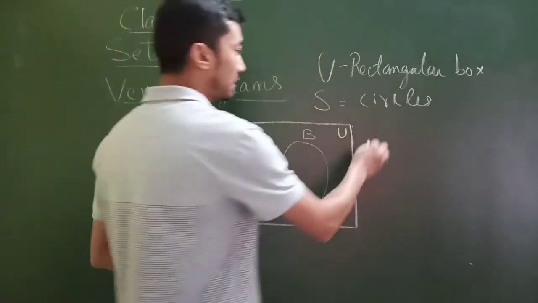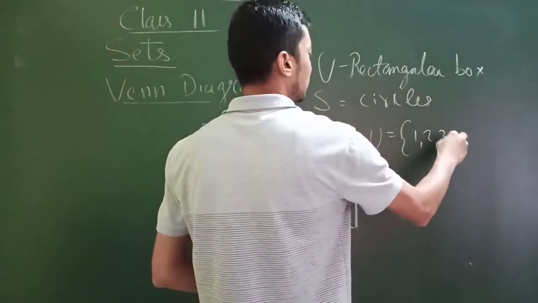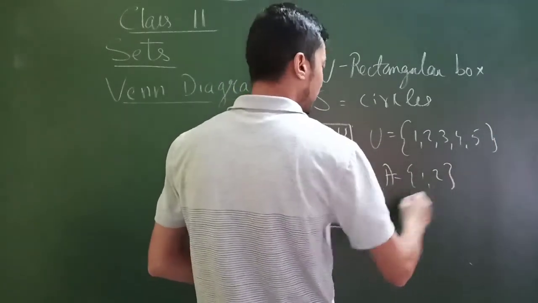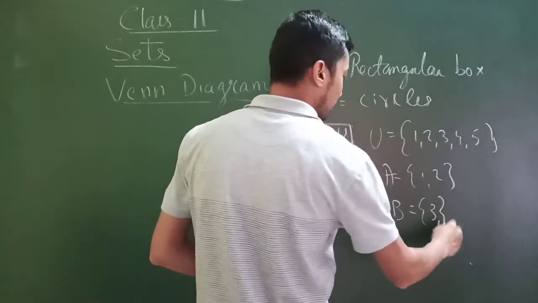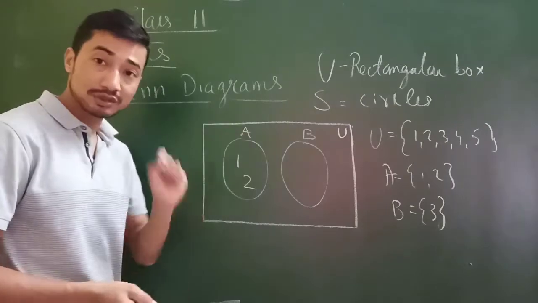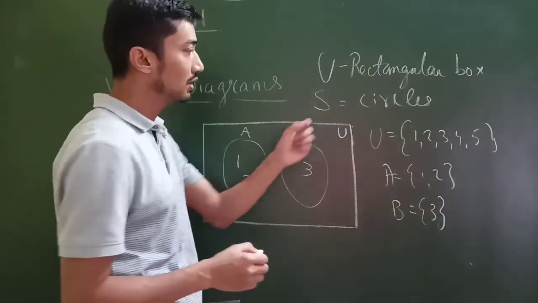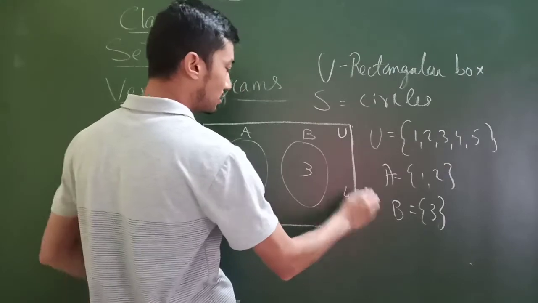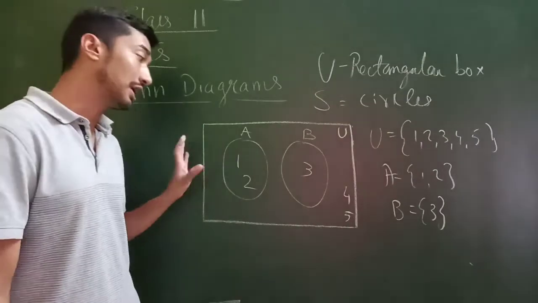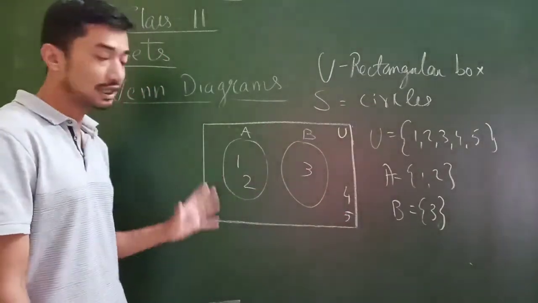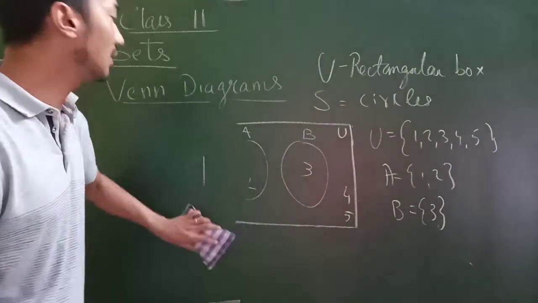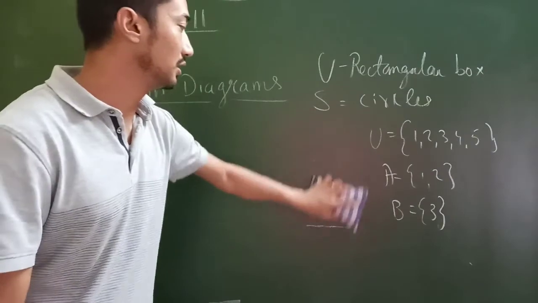So for example, let's say the universal set is 1, 2, 3, 4, 5. Set A is 1, 2 and set B is 3. Elements 2 and 3 are given, and set B could also be 4, 5. All the elements are inside the box, and you can see in the respective element where it lies, and the rest go to the universal set. This is how we represent the universal set in Venn diagrams.